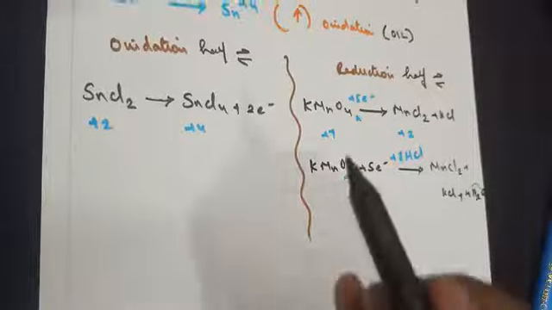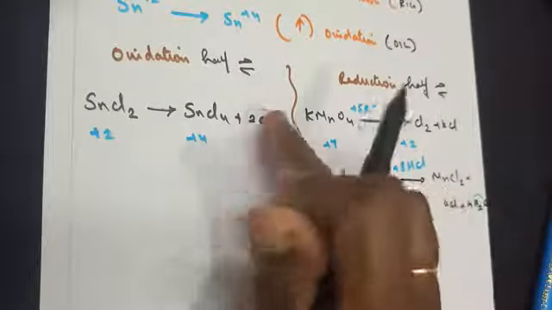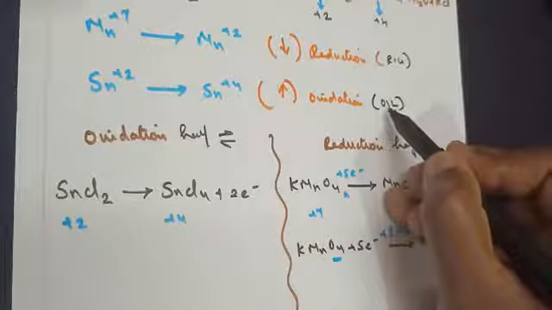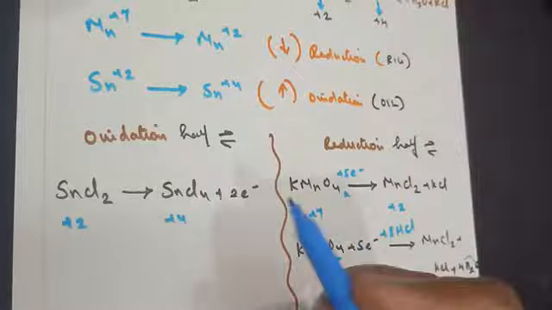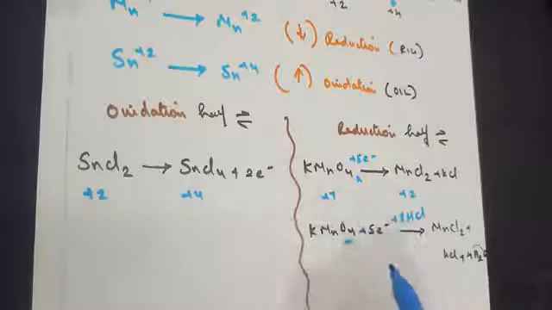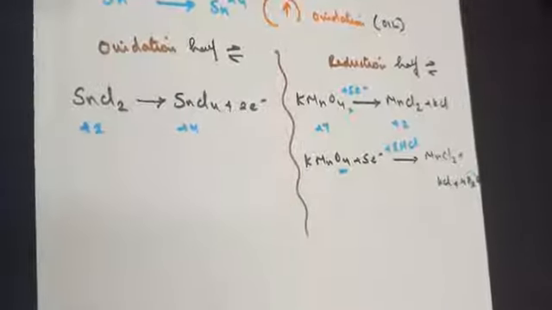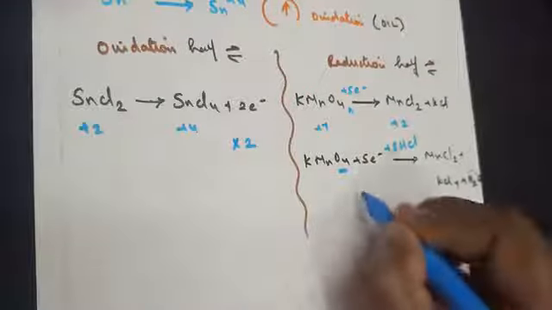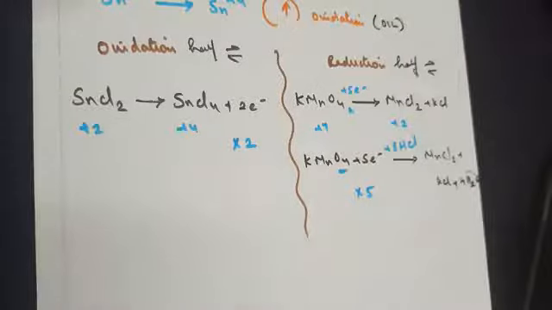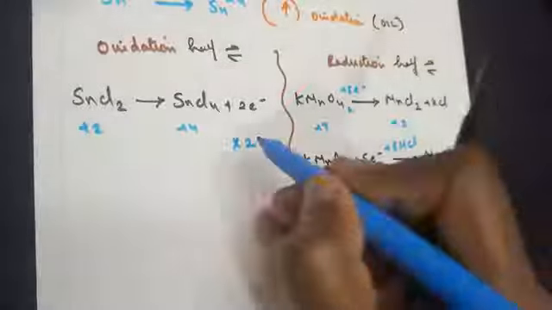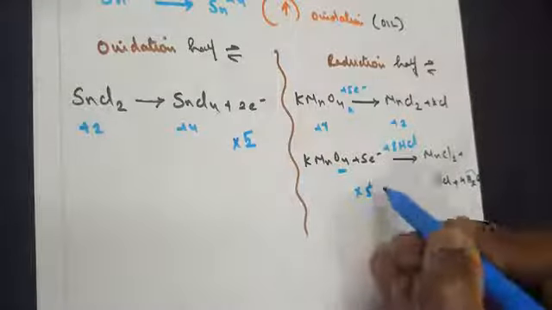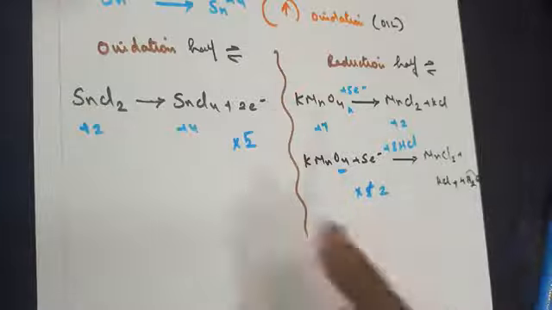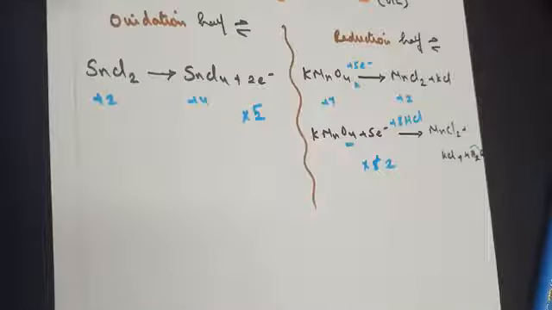The next concept, you need to make both sides, the number of gaining of electrons and losing of electrons, equal. In this case, you have 2 electrons here. Here you've got 5 electrons. So what should you do? Multiply this step by 2 and multiply this step by 5. So 5 2s are 10 electrons, 5 2s are 10 electrons. The whole equations you can multiply.